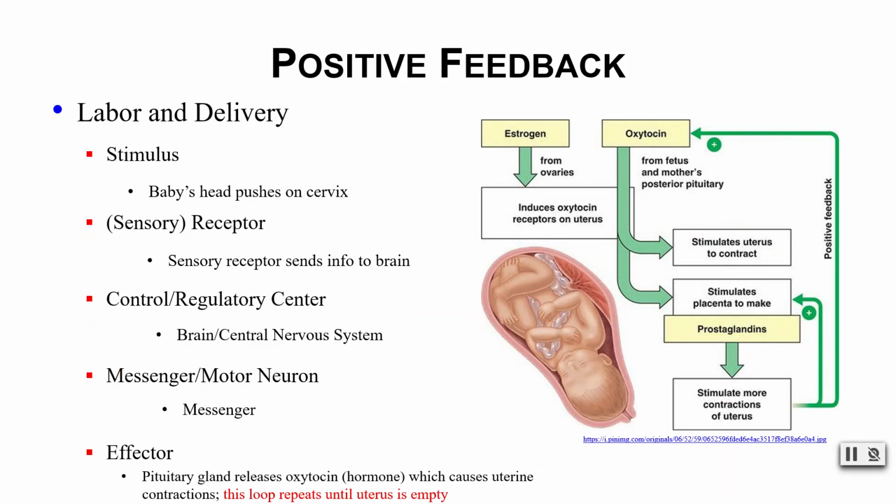Our labor and delivery example. One more time, that baby's head pushes on the cervix. That is our stimulus. Let's get that baby out. I'm going to send that info to the brain. The brain is actually also going to talk with your endocrine system. We're going to send that message to the pituitary gland. And that pituitary gland is actually going to be the one to release the oxytocin, which causes the uterine contractions, and we continue the loop until the uterus is empty.